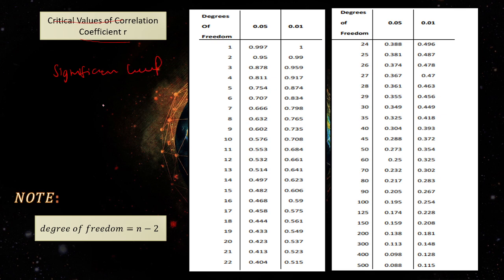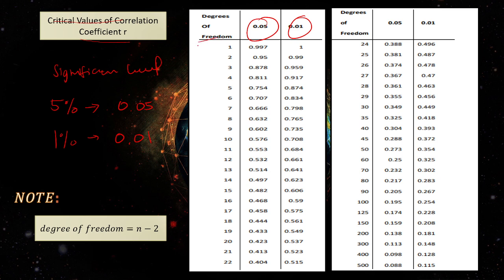Significant level. For example, ang binigay sa iyo during the problem solving is 5%. Kapag 5%, you need to convert it into decimal, we will get 0.05. So, dito ka titingin. Okay, depende sa given ha. If it is 1%, then that will become 0.01. So, dito ka naman titingin.